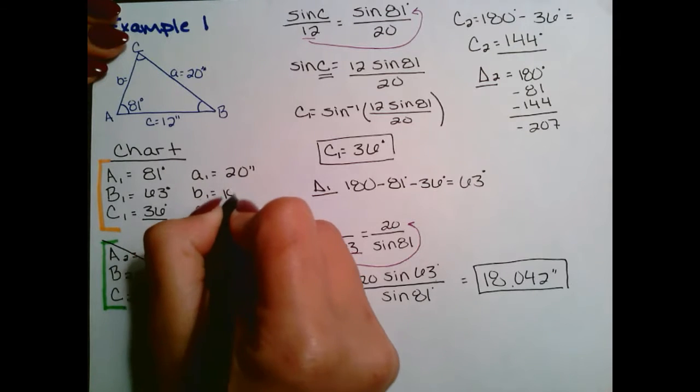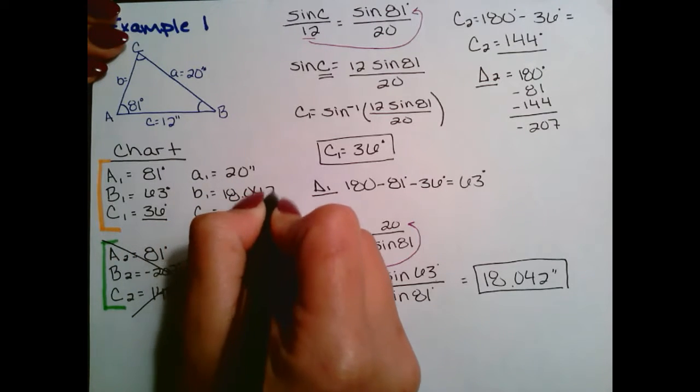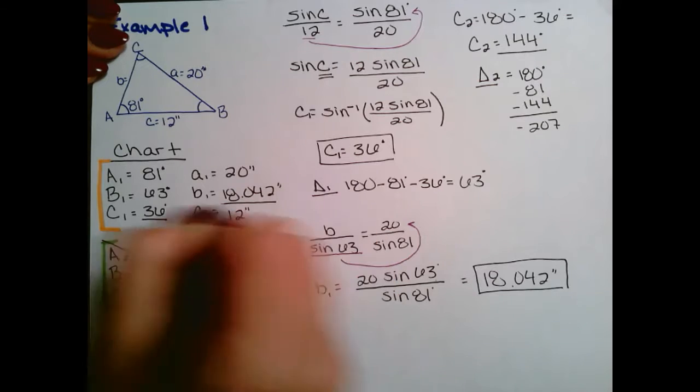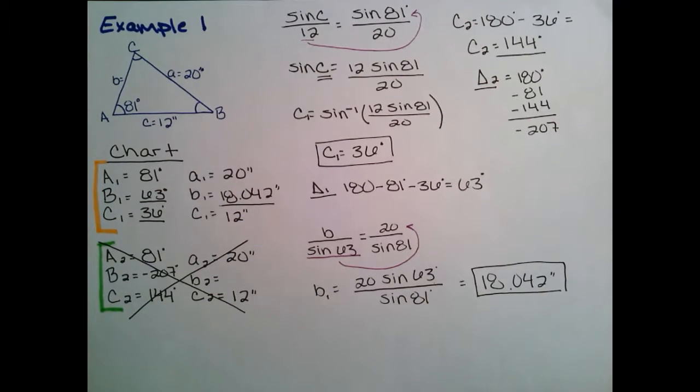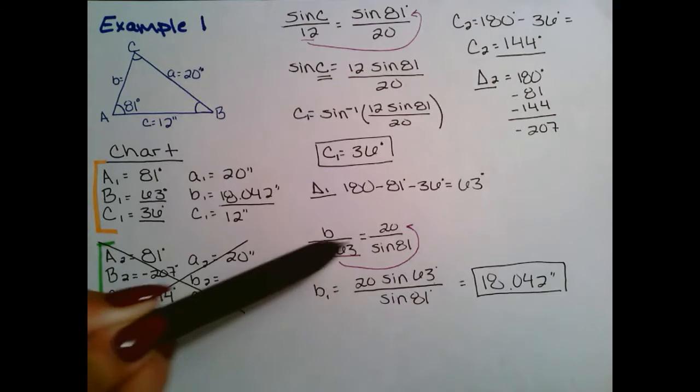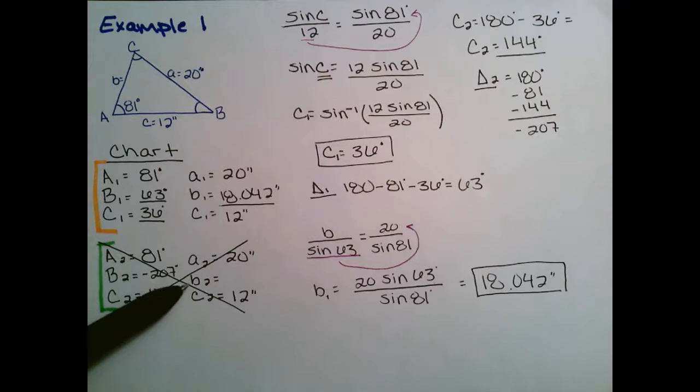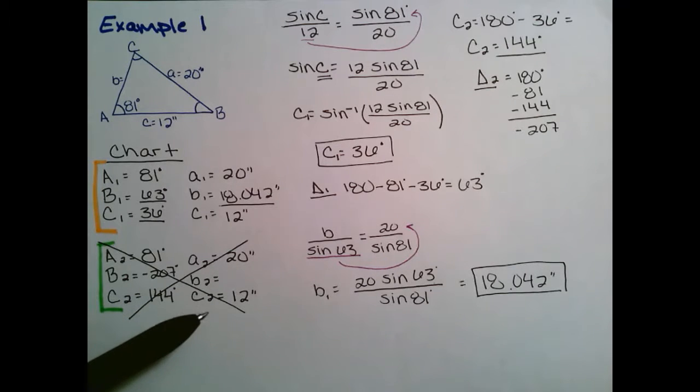We have 18.042 inches. And we are done with this problem, okay? Here's the only extra step you might have had to have taken. If this angle here had not come out negative, all we would have had to have done is this step one more time for little b2, and then you would have completed both triangles.